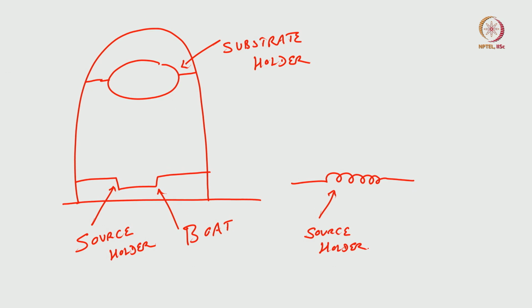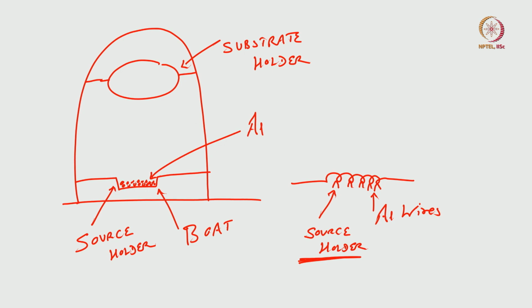Now, let us take a case where we want to deposit aluminum. These are aluminum chunks, but if I want to put a chunk in this spiral source holder, it is difficult. How will it hold? It cannot hold. This is aluminum beads or chunks, whatever you want to say. So in this case we will use aluminum wires, and you can load them like this. Very easy.